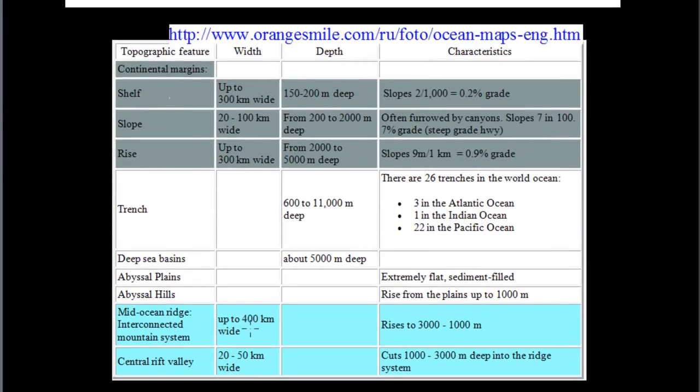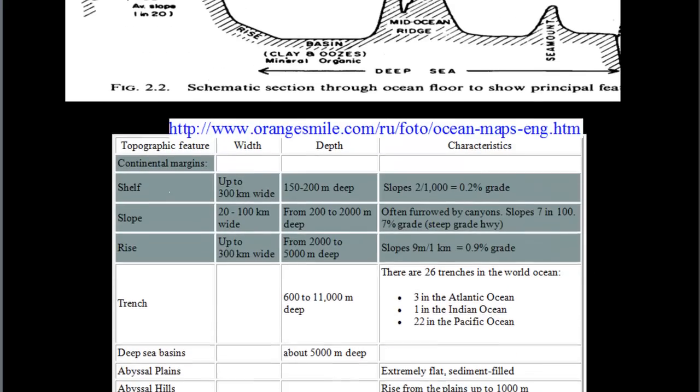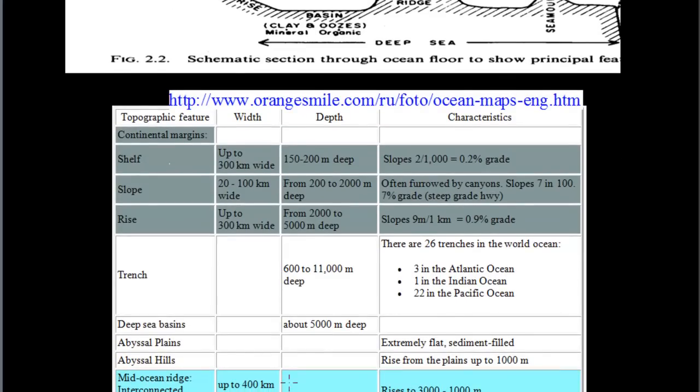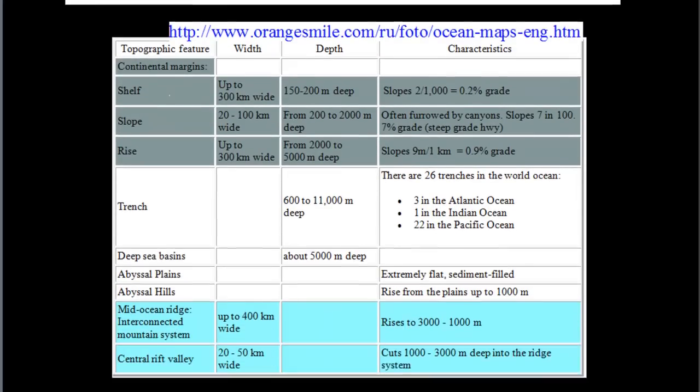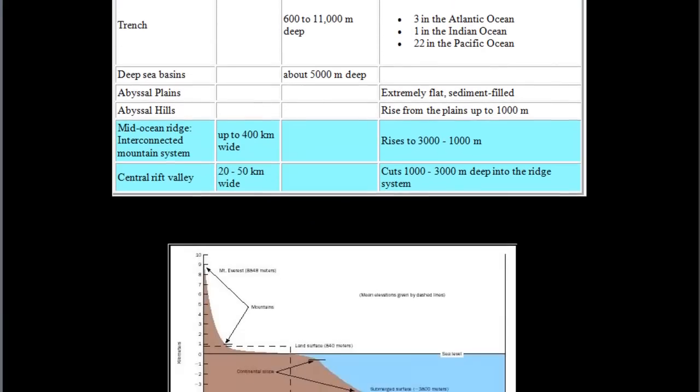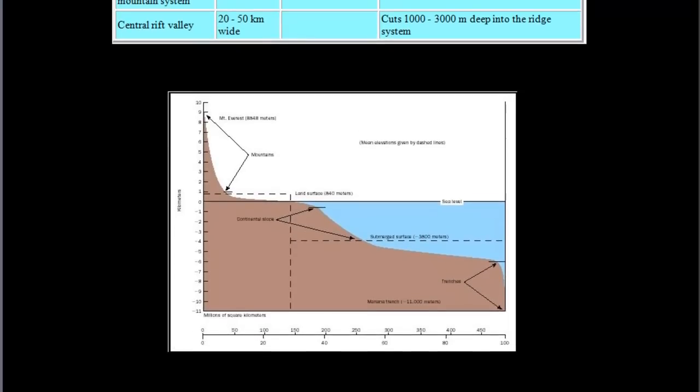Mid-ocean ridge, 400 kilometers wide, rises 3,000 to 1,000 feet. It actually does come up around Iceland. Iceland is a good example of where this thing actually does become an island, where this separation, where this molten rock coming up to the surface is coming up much faster than can be worn away by the water. And then the Central Rift Valley, 20 to 30 kilometers wide, cuts deep into that mid-ocean ridge, and that pretty much is the picture.